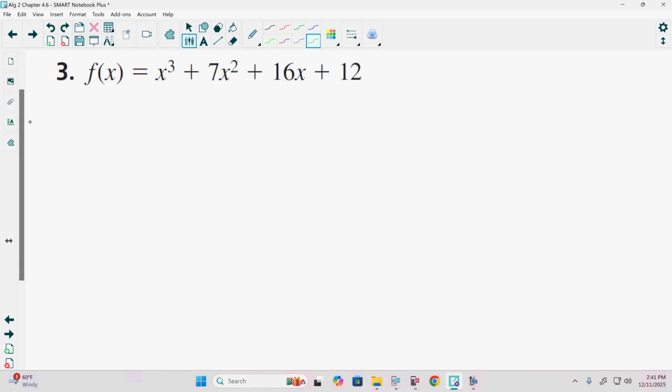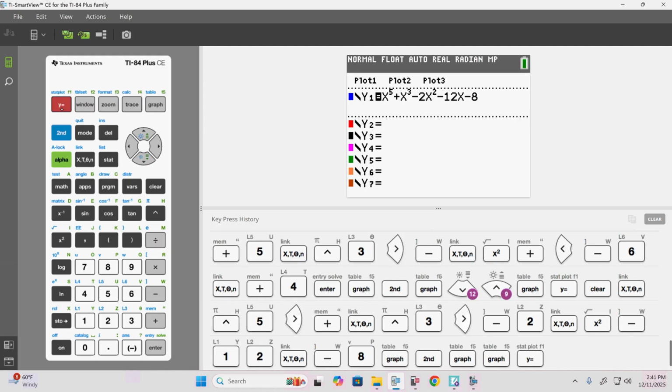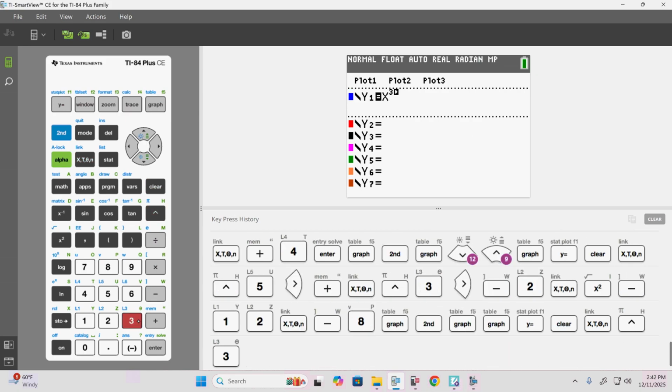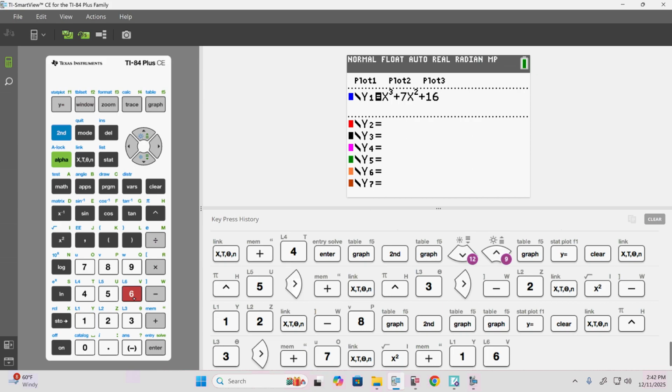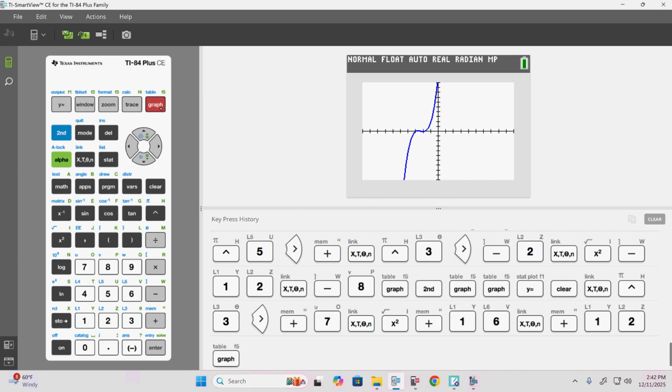x cubed plus 7x squared plus 16x plus 12. So we're going to graph this here. And we get this. Now, because the degree is 3, we know we should have 3 solutions, yes? And as I've been saying for most of this week, we want to find n minus 2 solutions where n is the degree. Degree is 3, so we want, at worst, to find 1.